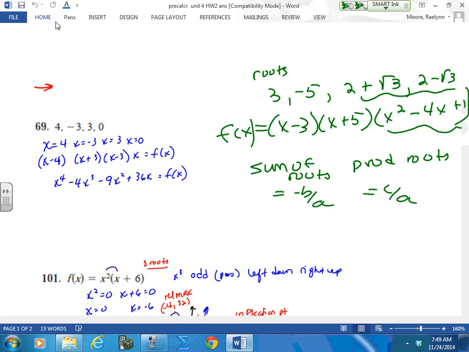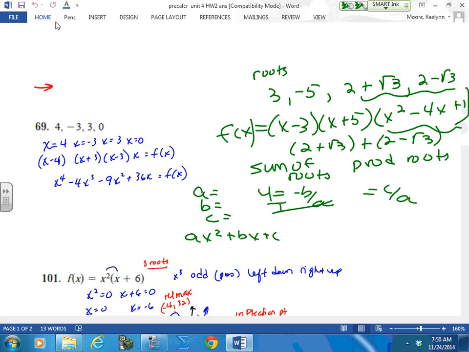This is going to give us A, B, C. This is this part. Now, easiest way to do this is to take these two like this, put a plus sign in between them, put them in your calculator. When you add them, your radicals cancel out. So your sum is 4. We're going to let A be 1. Therefore, negative B is equal to 4, and negative 4 is equal to B.